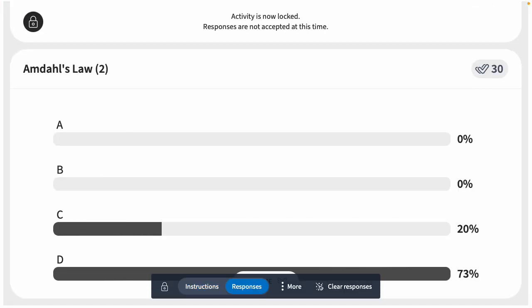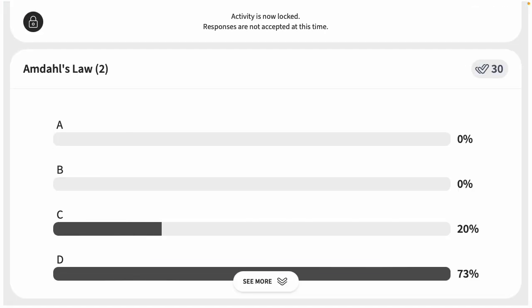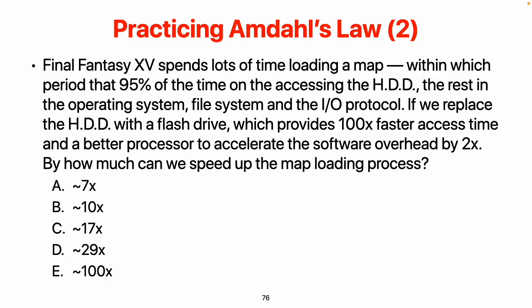Right, so 73% of you agree it's D. I just need some of you to convince me that you are able to get the answer D. I know a lot of you are thinking, huh, we do more things than the original version, so it must be better than C. But it's not going to be 100, right? Is that what you thought?